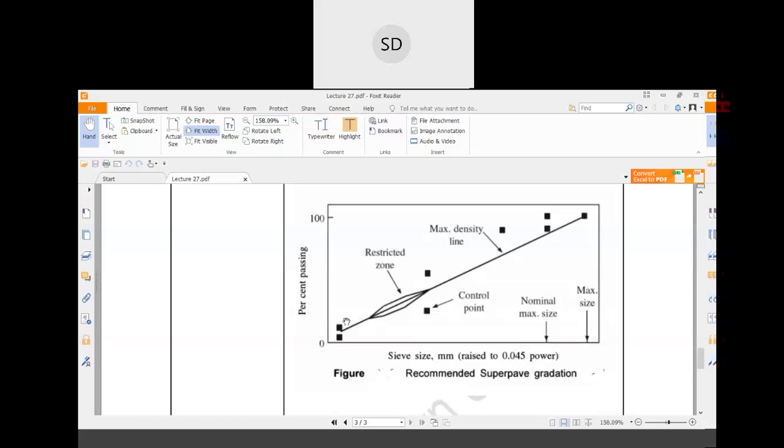After that, you have to find out what the gradation is, and if you are getting like that, this is basically your restricted zone. This is the zone where you are getting your maximum density, and these are basically your control points. Okay, so basically your line should be in between all these control points, so that this line is almost in proximity with all the control points.